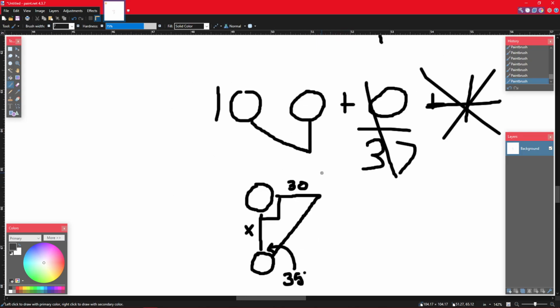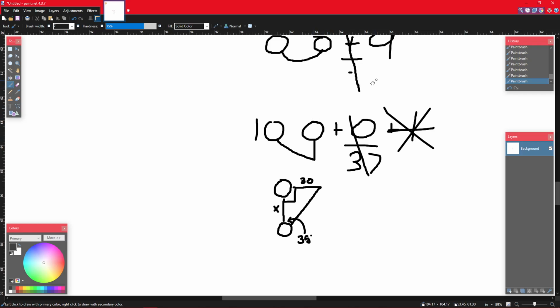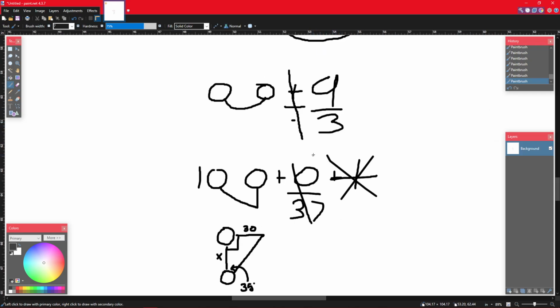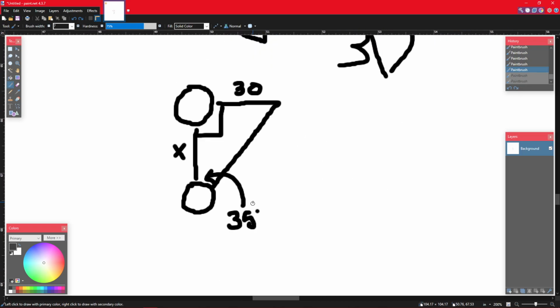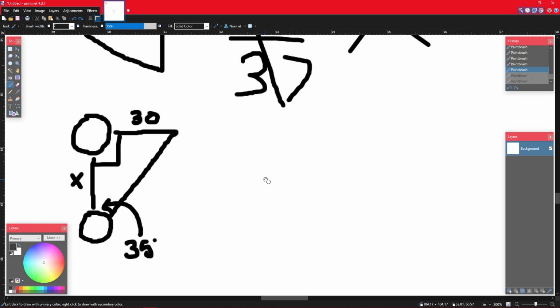And the 30 we got from this 0 here and dividing this by 3, which got us 3 plus 0, which is 30. So now that we have this, what we want to do is figure out the value of x, which can be easily done. We can notice that this is the adjacent angle to this side.